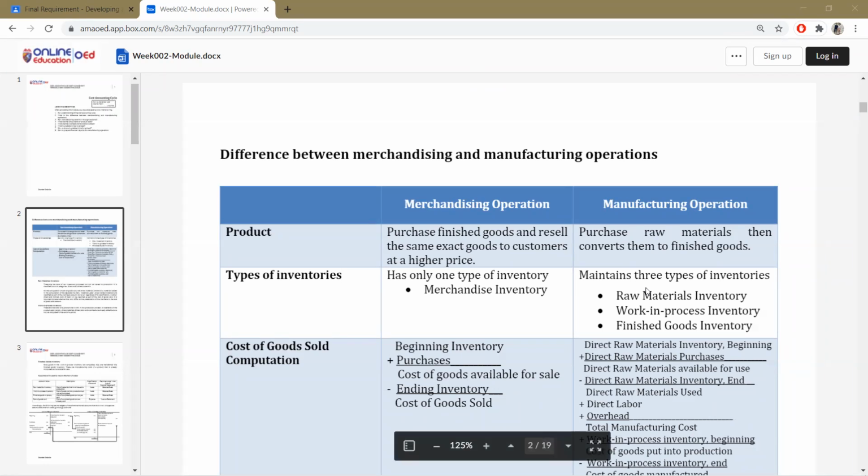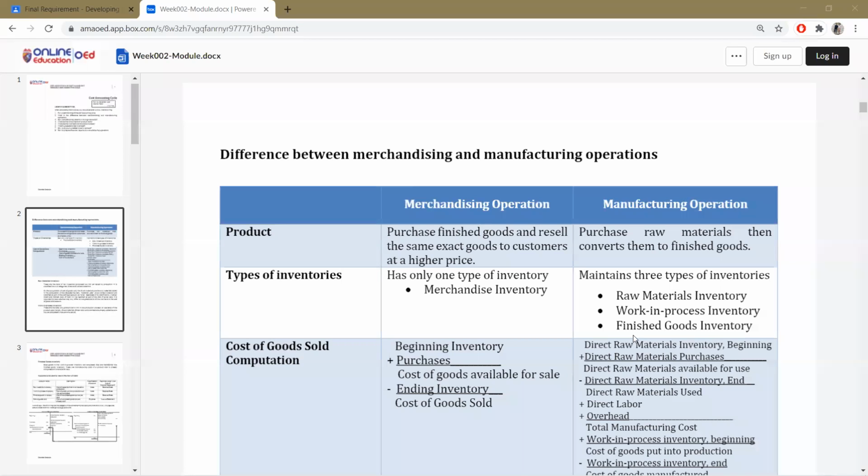Another one is the work in process inventory. These are the inventories that are being processed into the product that we want to sell to the customers, but are not yet finished. That's why it is called work in process inventory. It is still being made in the process of making the inventory. And then the last one is the finished goods inventory. Finished goods inventory is already the final output of the raw materials.